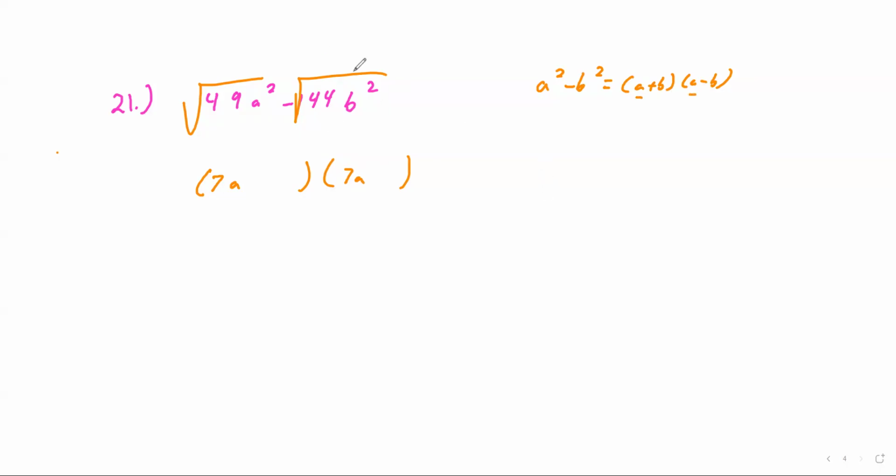Then I do the same thing over here with the b's. I got one with the plus, one with the minus. Again, that order didn't matter. But the square root of 144 is 12, and then the square root of b squared is b. So therefore, I just factored it using my formula. Let's look at another one. Let's look at number 29.